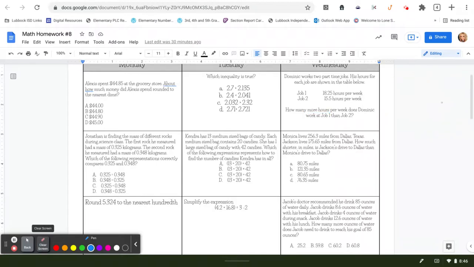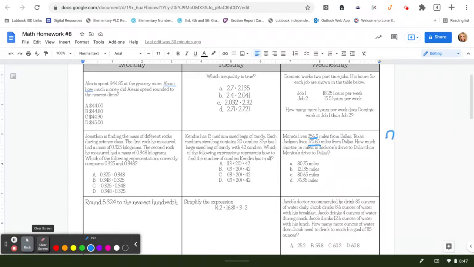Next, Monica lives 256 and 3/10 miles from Dallas. Jackson lives 175 and 6/500 miles from Dallas. How much shorter in miles is Jackson's drive to Dallas than Monica's drive to Dallas?